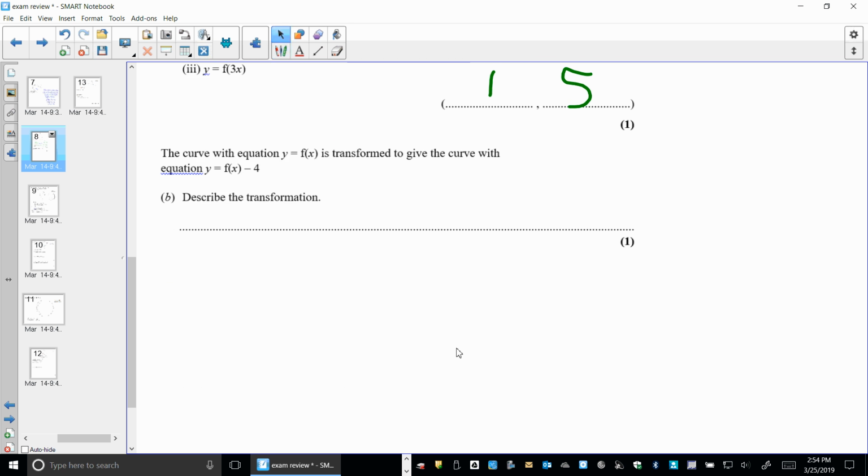So it's the minus 4. I just said it shifts down by 4. Yeah. So when you've got a number stuck on the very end, it shifts it up and down. And in this case, it's obviously going to go down by 4. It's only 1 mark, so we should be all right saying shifting it down by 4.